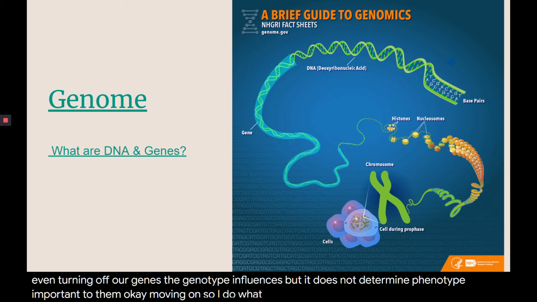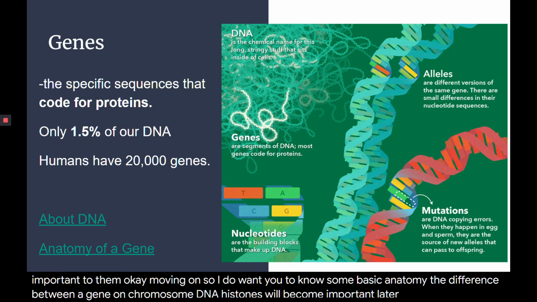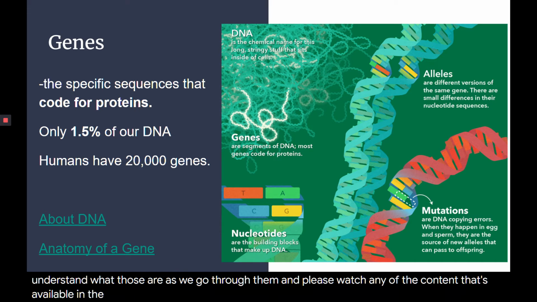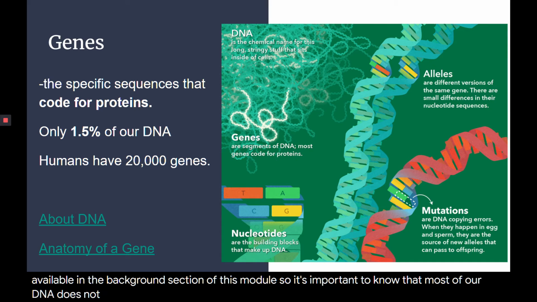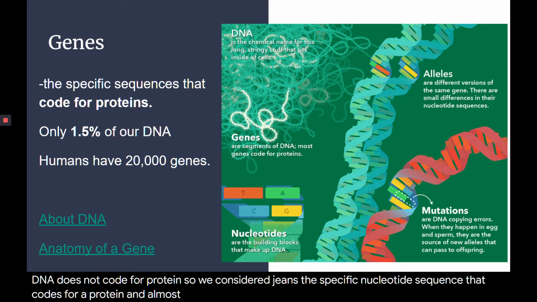So I do want you to know some basic anatomy, the difference between a gene, a chromosome, DNA. Histones will become important later on, but you'll understand what those are as we go through them. And please watch any of the content that's available in the background section of this module. So it's important to know that most of our DNA does not code for protein. So we consider genes the specific nucleotide sequence that codes for protein. And almost 99% of our DNA is not coding for proteins.